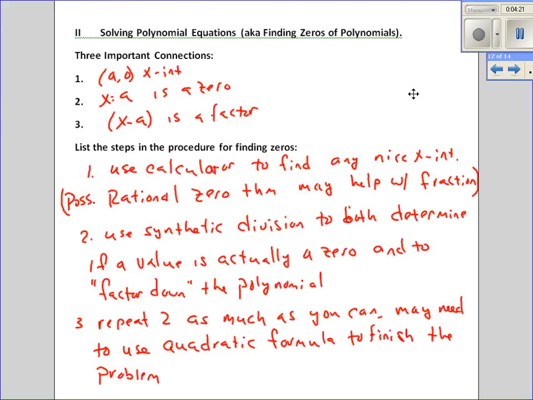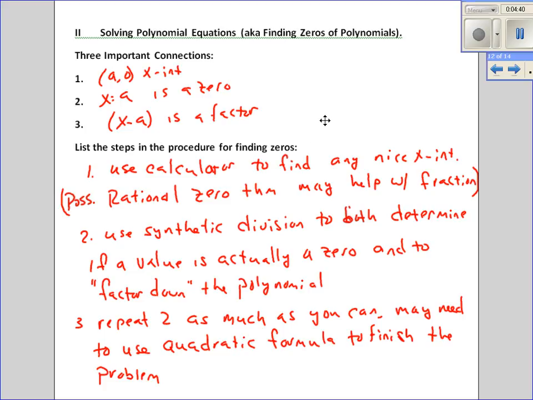Okay, solving polynomial equations. This is something that some of you got down cold and others of you are still struggling with. So finding the zeros of a polynomial. So 3 connections to make. If you have an x-intercept, if (a, 0) is an x-intercept, then x = a is a zero, and x - a is a factor of the polynomial.